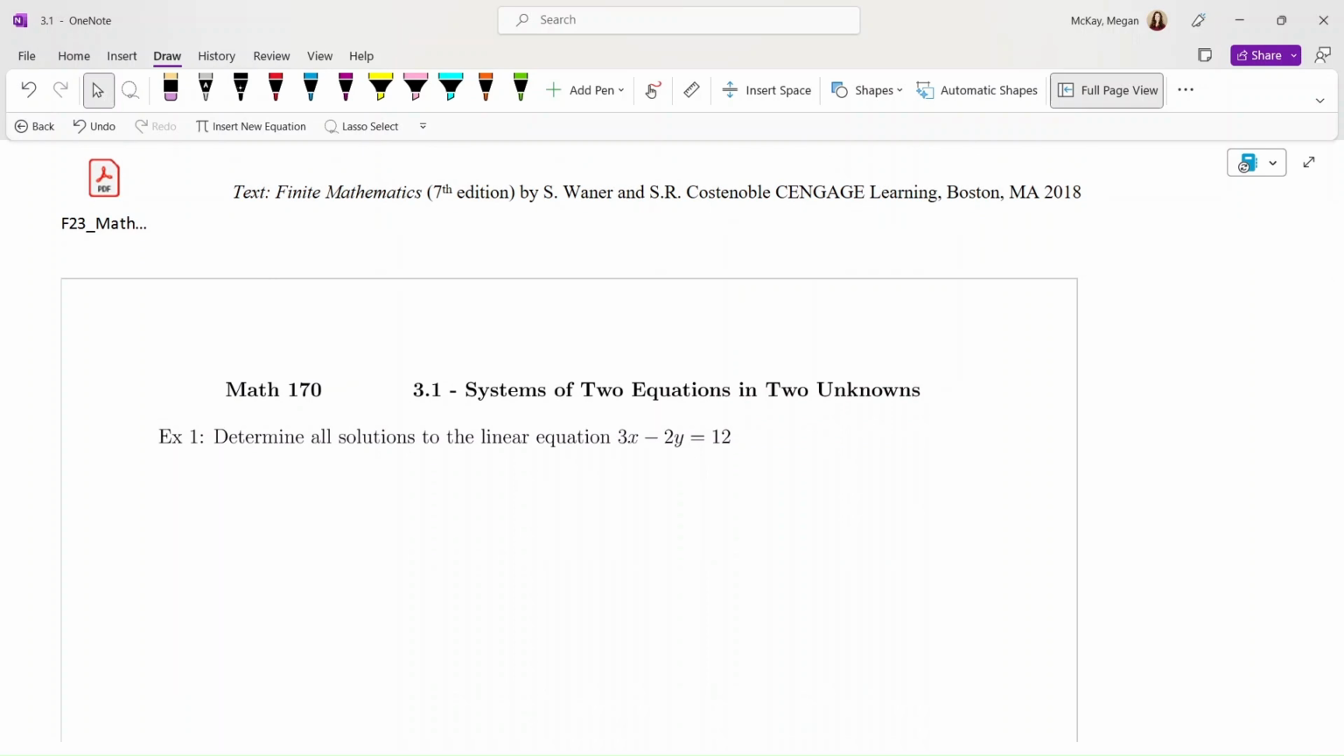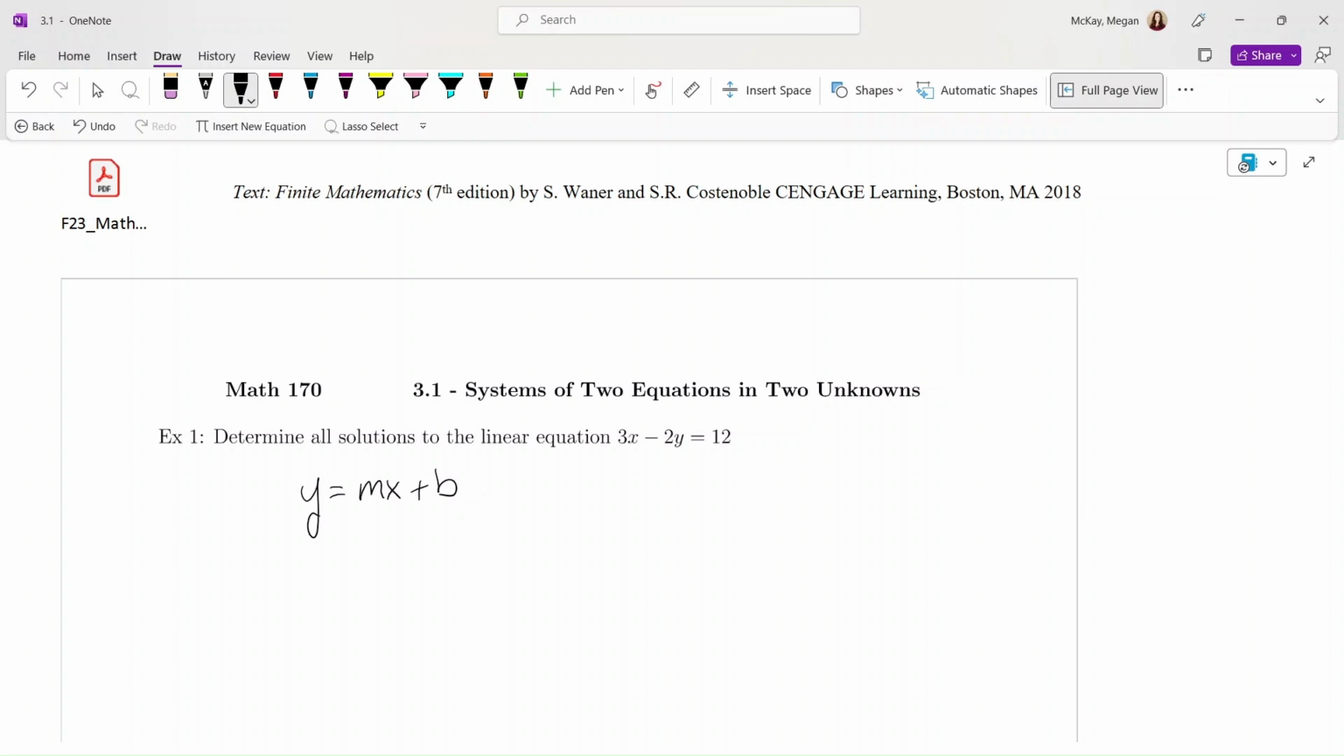Welcome to Chapter 3.1. Today we will be covering systems of two equations in two unknowns. So the first example asks us to determine all solutions to the linear equation 3x minus 2y is equal to 12. Now when we hear a linear equation, we should think of y equals mx plus b. That would be a linear equation in slope-intercept form.